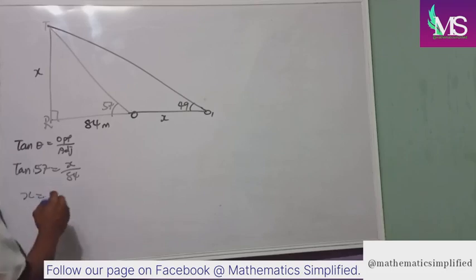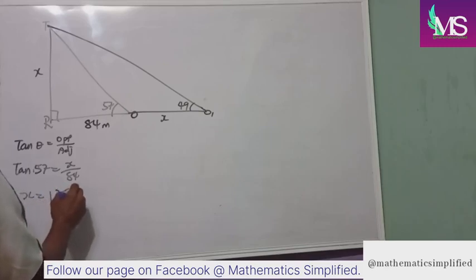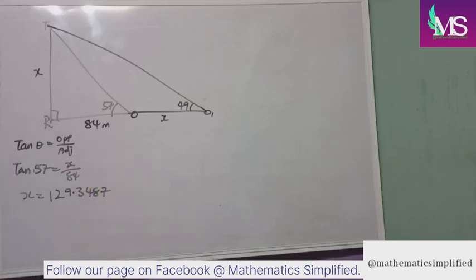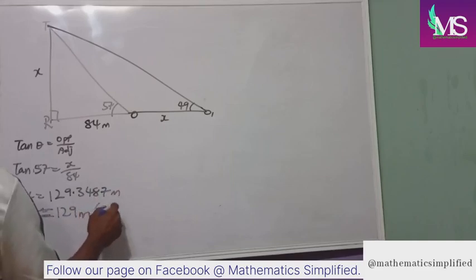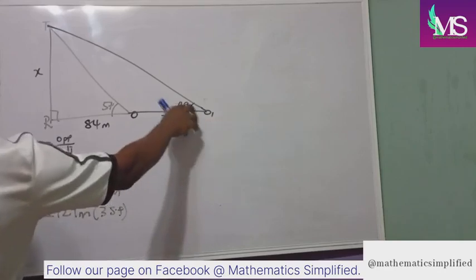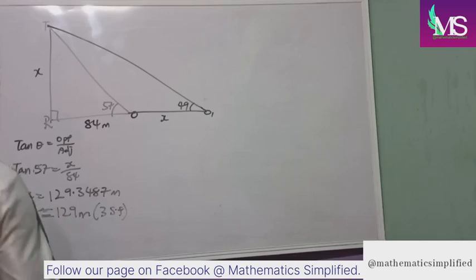Which will give us 129.34887. Now, since they said to the nearest 3 significant figures, x equals 129 meters. This is 3 significant figures. Okay, now the D part says if he moves backwards till the angle of elevation becomes 49 degrees, we should calculate how far he has moved.